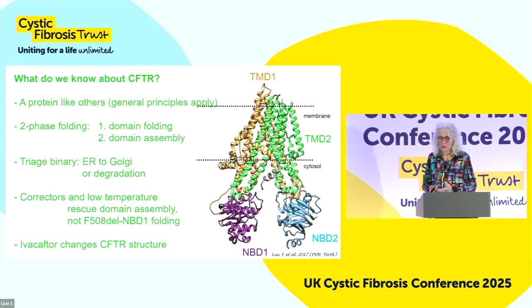Correctors and low temperature rescue domain assembly. They do not rescue F508del MBD1 folding. And ivacaftor changes CFTR structure. It's good to realize all modulators have a mode of action where they basically change the shape of the protein. They change the conformation of the protein, and thereby they change how the cell deals with that particular mutant, with that particular protein. Now, what do we still need to know about the protein?